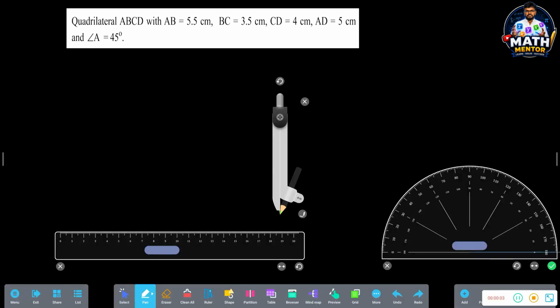So our question is: quadrilateral ABCD with AB equal to 5.5 centimeters, BC equal to 3.5 centimeters, CD equal to 4 centimeters, AD equal to 5 centimeters, and angle A equal to 45 degrees.